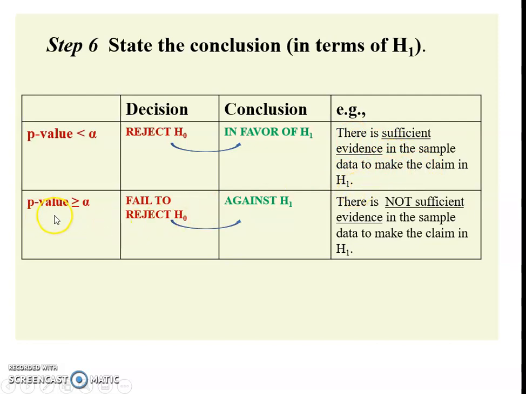If, on the other hand, p-value is greater than or equal to alpha, we fail to reject H null. So we are stuck with H null, and in this case, we make a conclusion against H1, against the main thesis. So we say something like, there is not sufficient evidence in the sample data to make the claim in H1, okay?